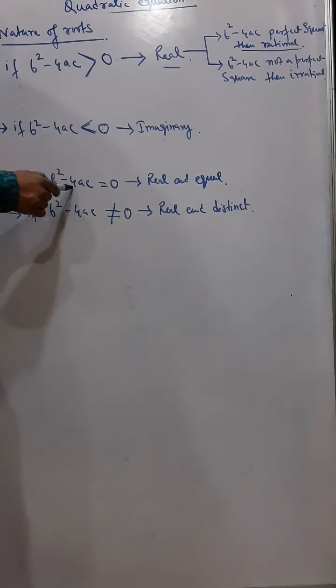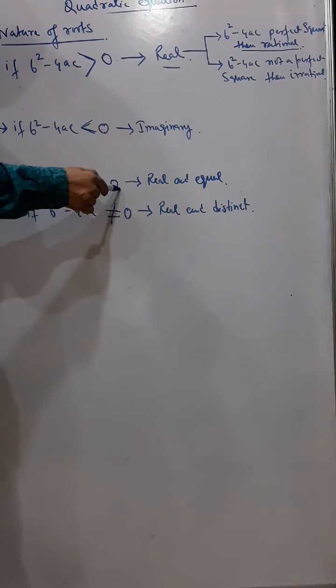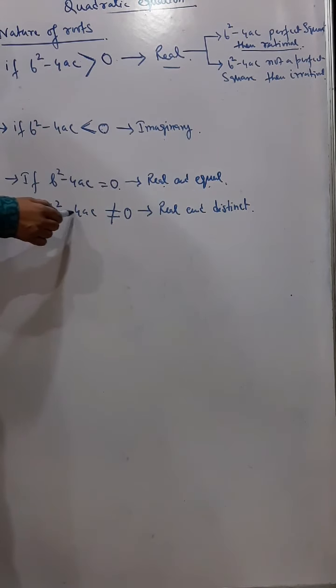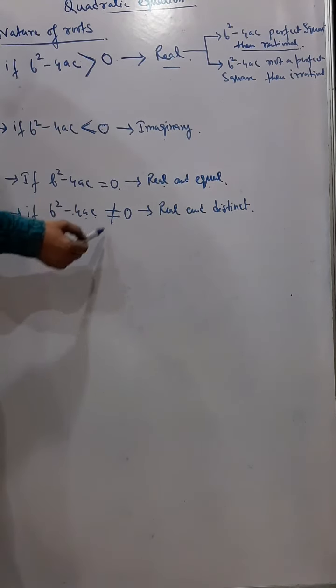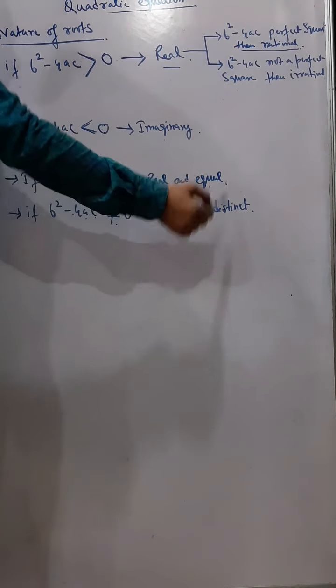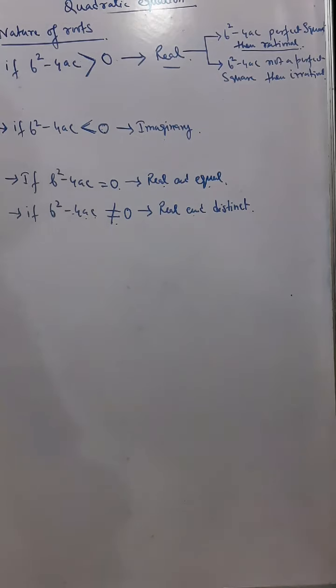Similarly, if b square minus 4ac is equal to 0, then naturally it is real and equal. And if the value of b square minus 4ac, that is the discriminant, is not equal to 0, then it is real and distinct. Okay, understand? Please copy this, pause the video and please copy this. Okay.